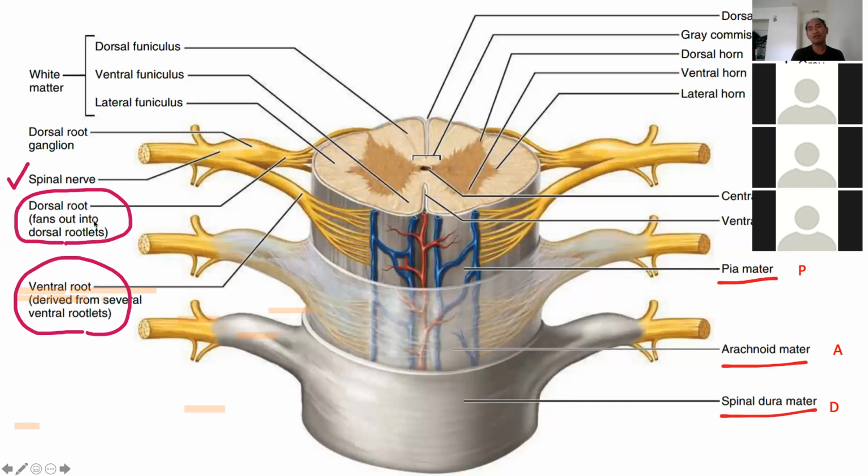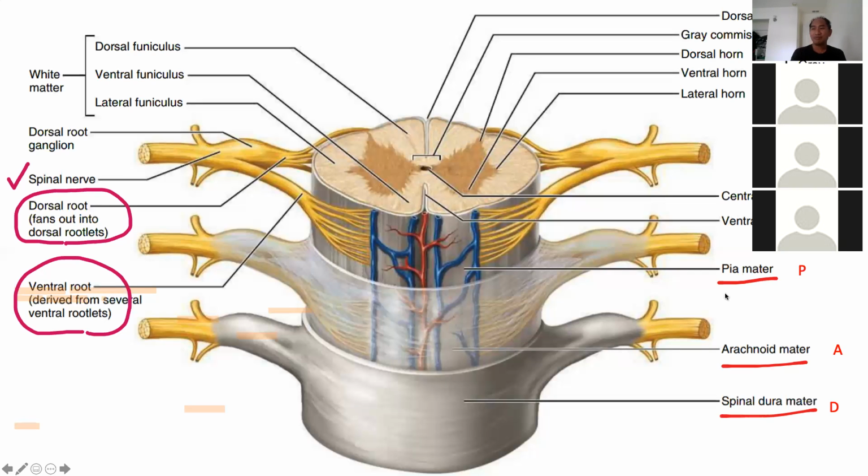Dorsal roots fan out into multiple small rootlets, as do the ventral roots. Right. So now this is the spinal nerve, and this is the dorsal ramus, and this is the ventral ramus. The names are just a little bit confusing, walking around with dorsal and ventral, or anterior and posterior. This is what we call root. This is what we call ramus.